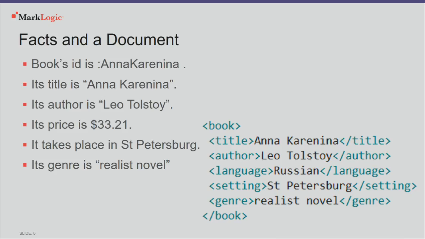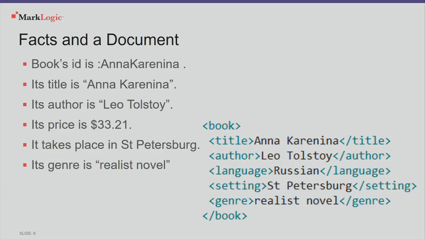So on the right-hand side here is a typical simple XML representation of some book metadata about Anna Karenina. And I can go through and read these, and this gets me a bridge to how it might be expressed in semantics. So the book has some kind of ID. In this case, I'm calling it Anna Karenina. Its title's Anna Karenina. Its author's Tolstoy. Its price is $33.21. Notice that's not in the XML, but it's some additional information I'm putting in here.